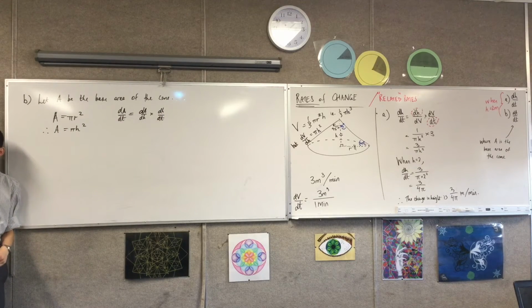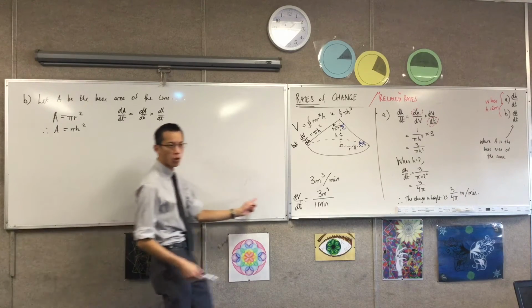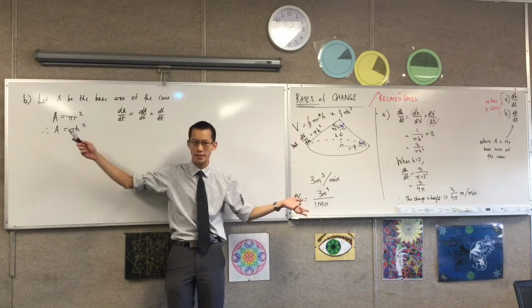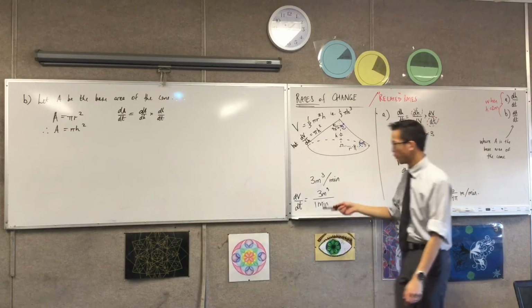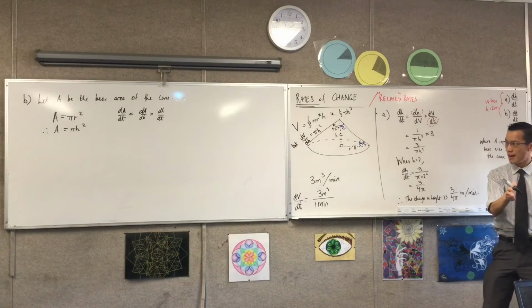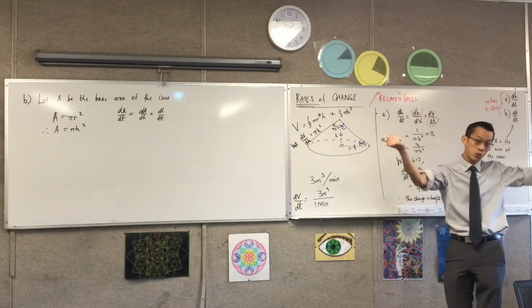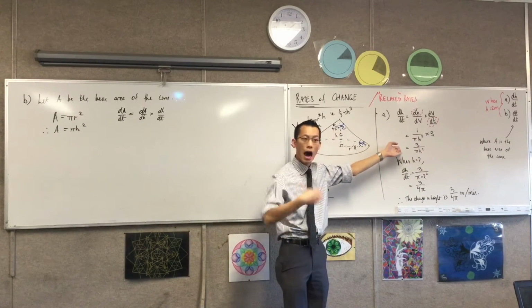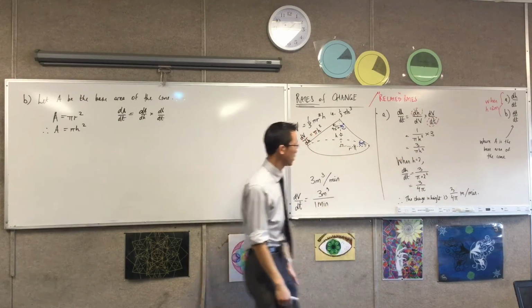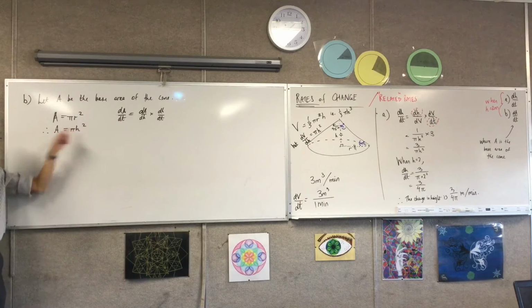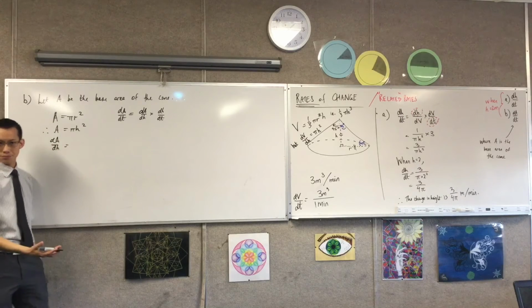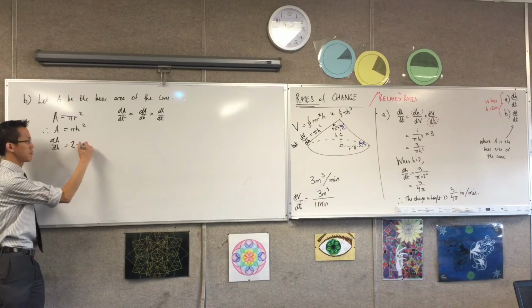You can see part A leads me into part B. I could come back all the way to volume, but volume and this surface area are not connected in neat ways. If volume and height are connected, and area and height are connected, that means volume and area are also connected, but the way they're connected is a bit of a mess. Why not just use this dH on dt that I already have? It's a much more direct link. So here I'm going to say dA on dH, which of course is 2 pi h.